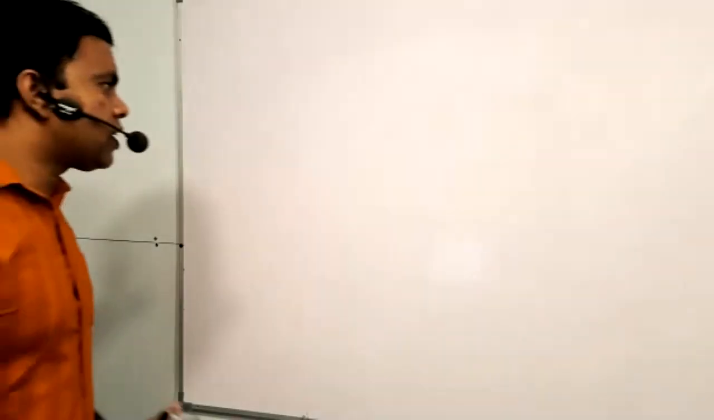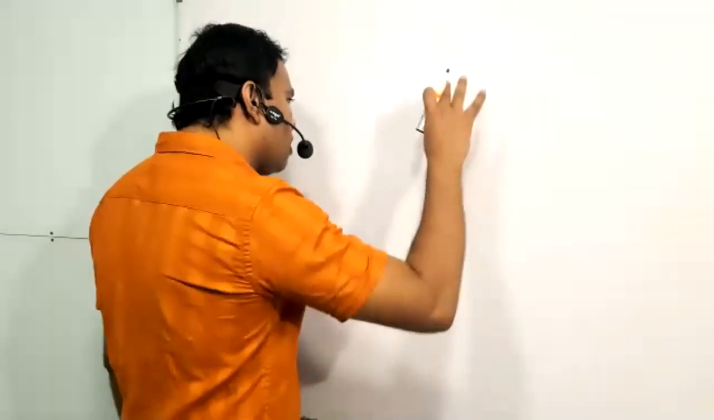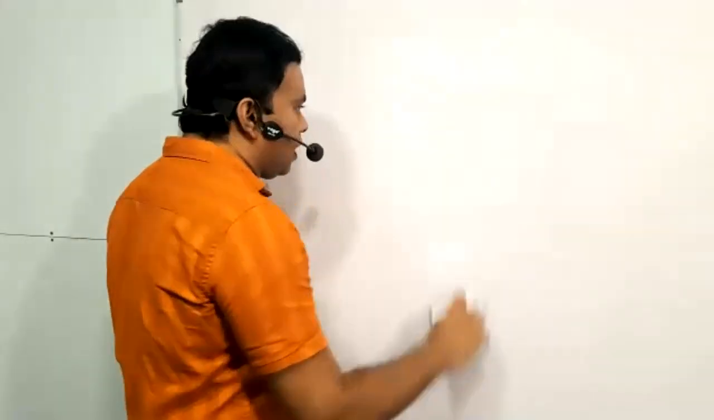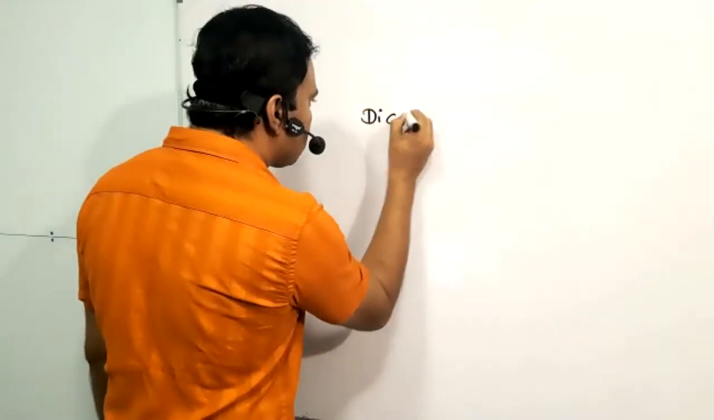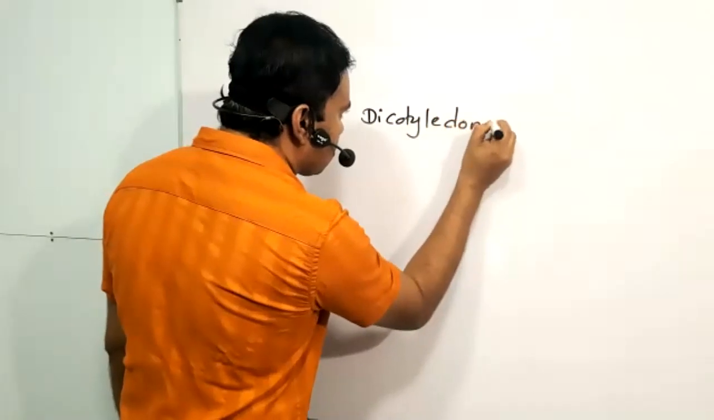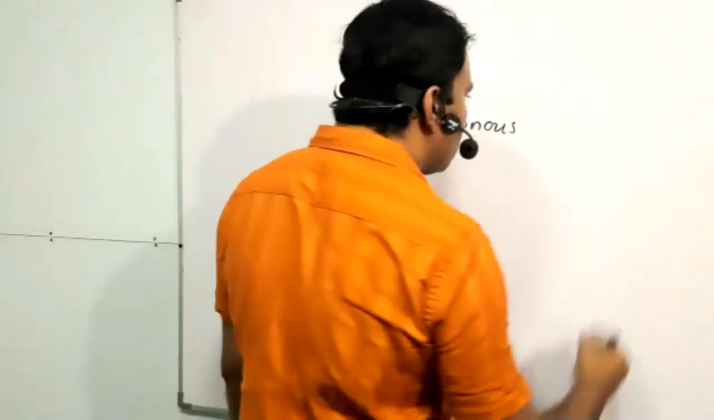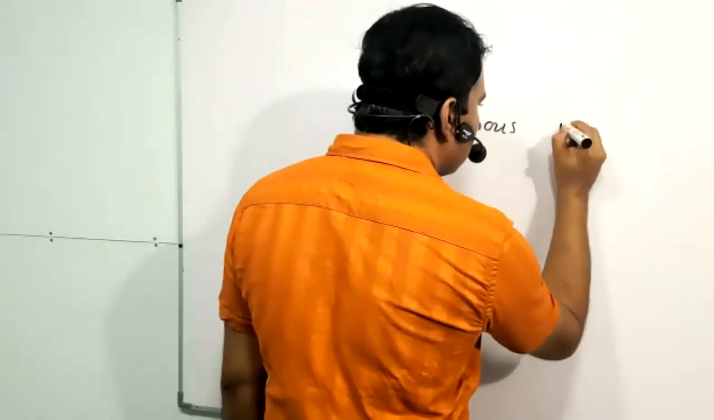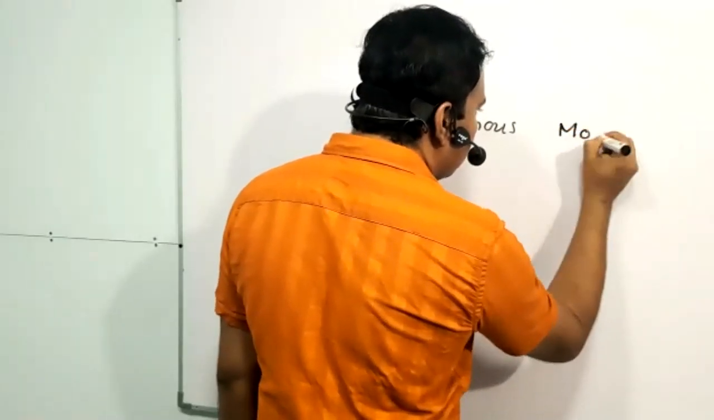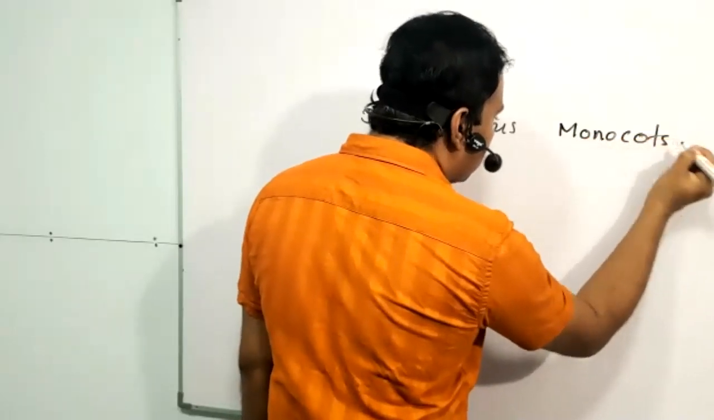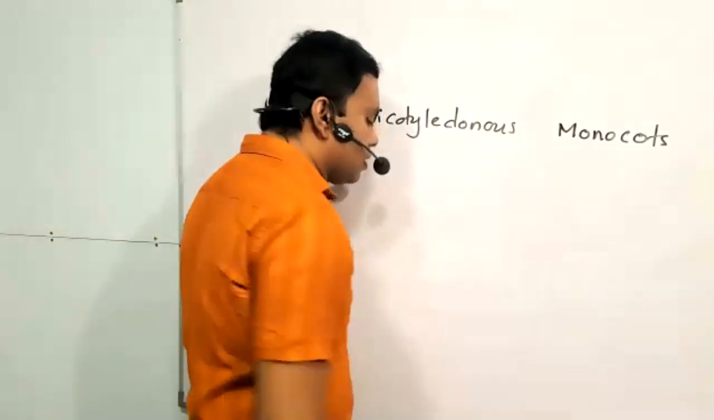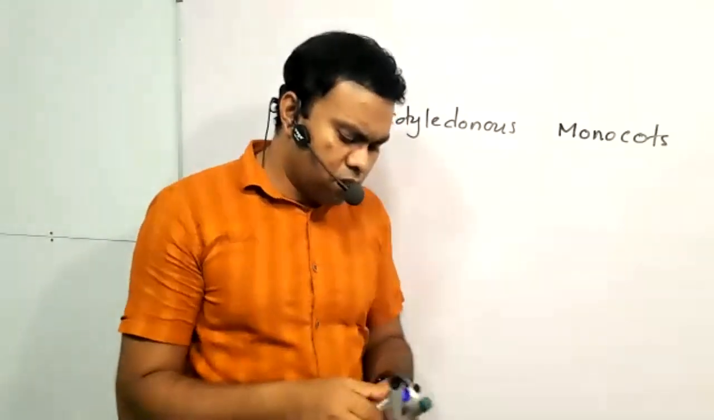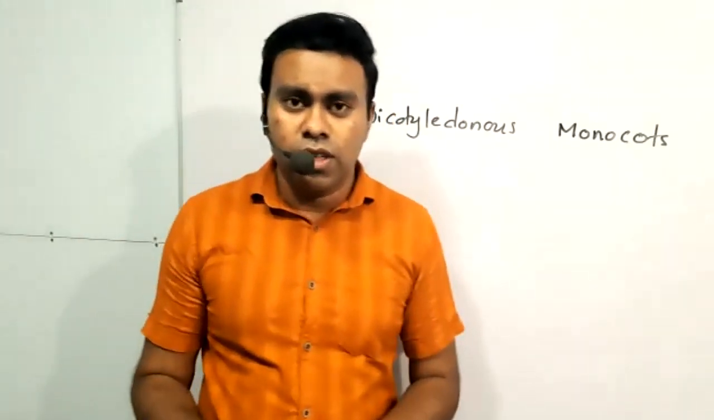Okay, you learned two types of root system. One is taproot system and the other one is fibrous root system. So there are two types of plants: dicotyledonous plants and monocotyledonous plants, simply short term monocots, dicots. This part is not in your syllabus, but it is very helpful for you to keep them in your mind.